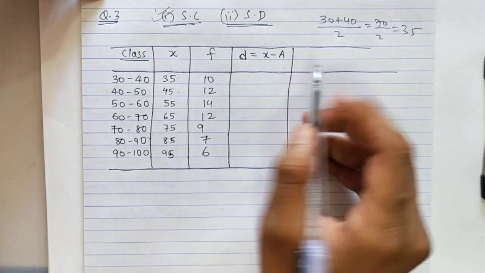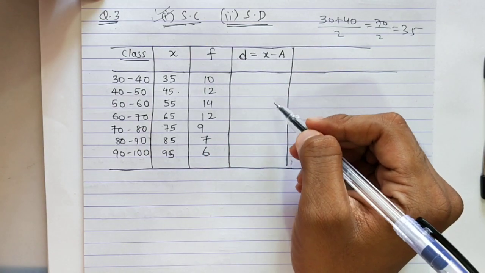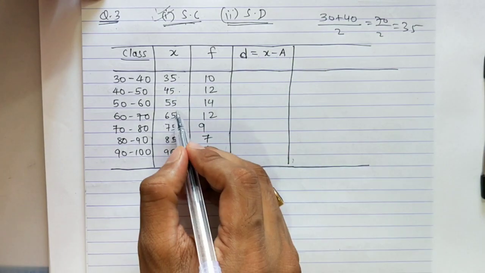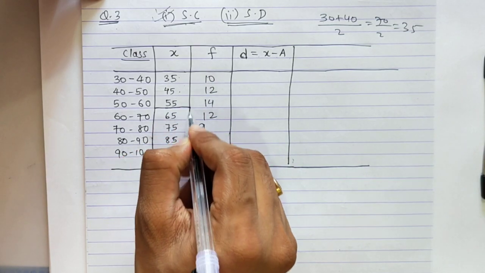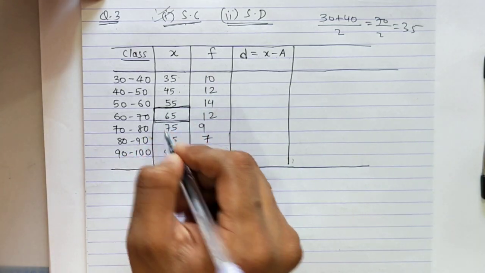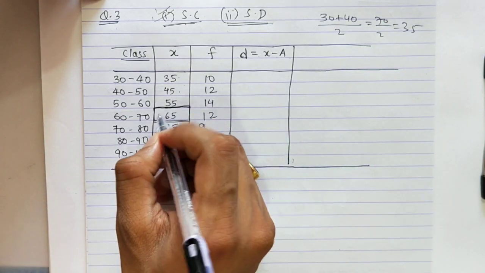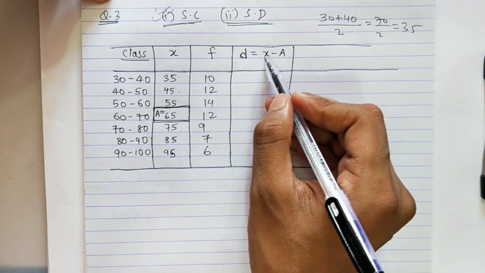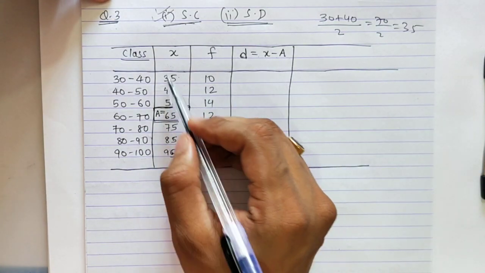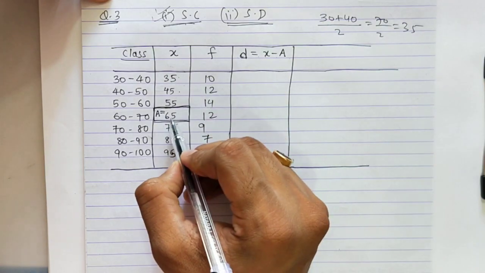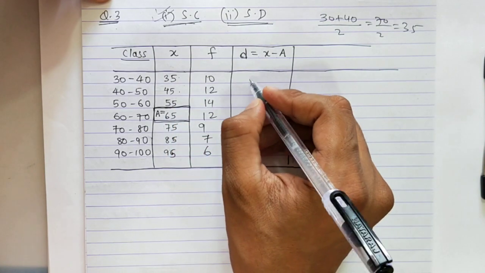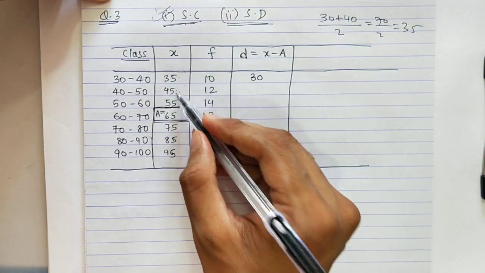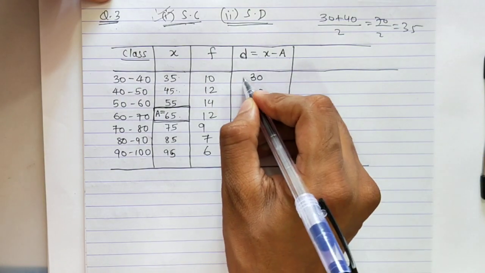So deviation is X minus A. What is A? A is assumed mean. So we have to take some value from here as the assumed mean. I'll take the center value. I'll take assumed mean as 65. Okay, my assumed mean is 65. So X minus A means this first value 35 minus 65 is minus 30. Then 45 minus 65 is minus 20.